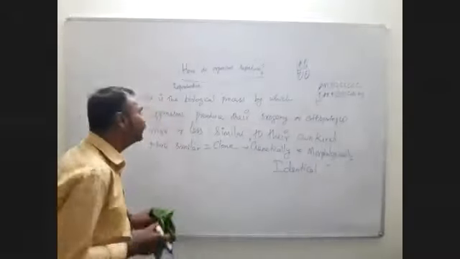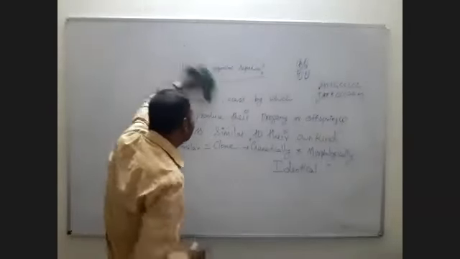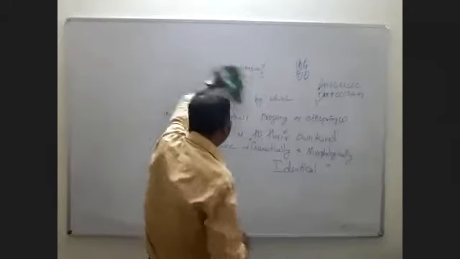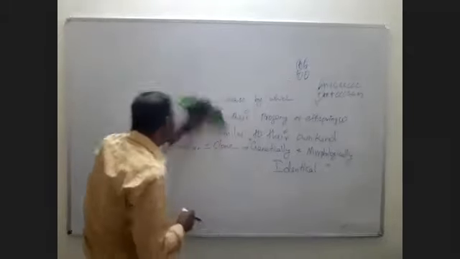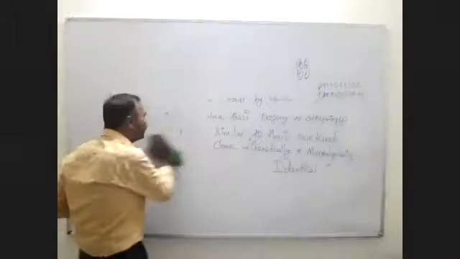Reproduction is a biological process by which organisms produce their progeny. In asexual reproduction, clones are produced, identical copies are produced. In sexual reproduction, genetic recombination is there, shuffling of paternal and maternal genes.